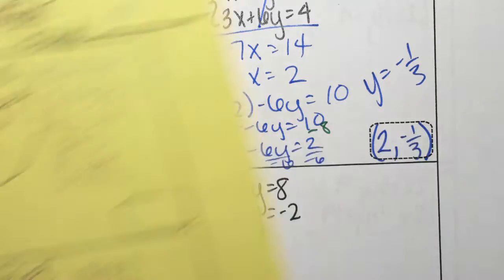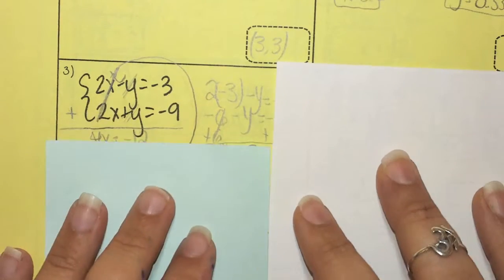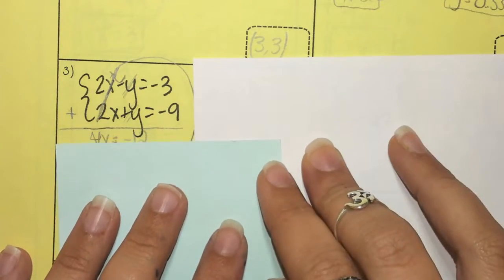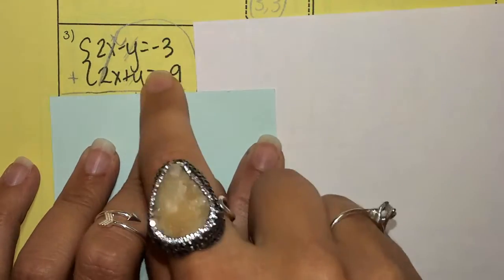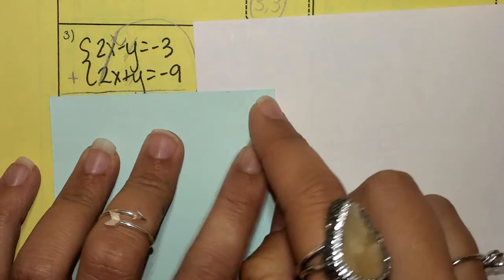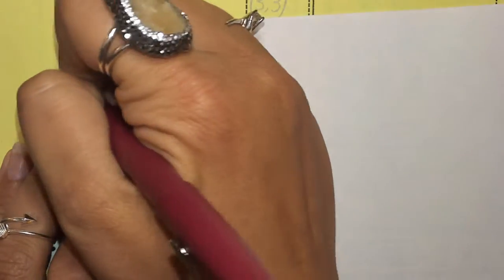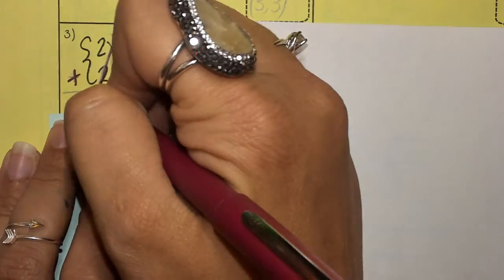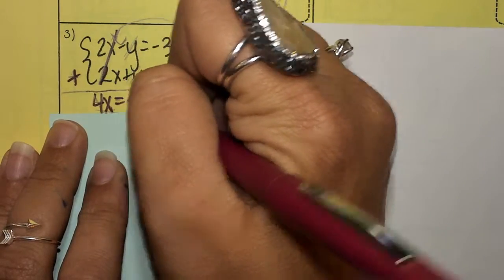All right. Number 3. Okay, so number 3, she canceled her y's because she added. So then she got, and I'm going to write over this because we can't see it. Is that okay? All right, so we added, and she got 4x equals negative 12.